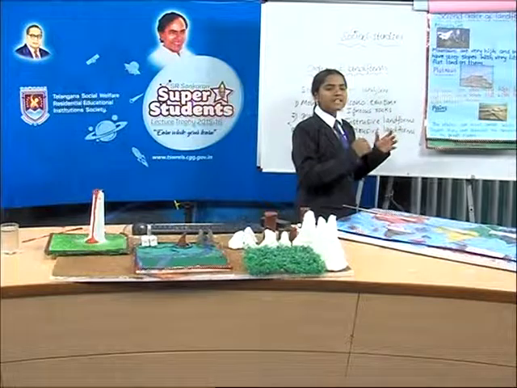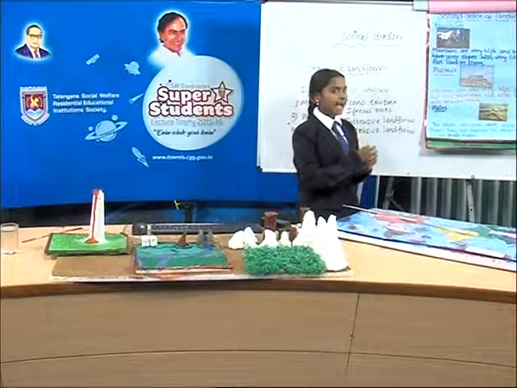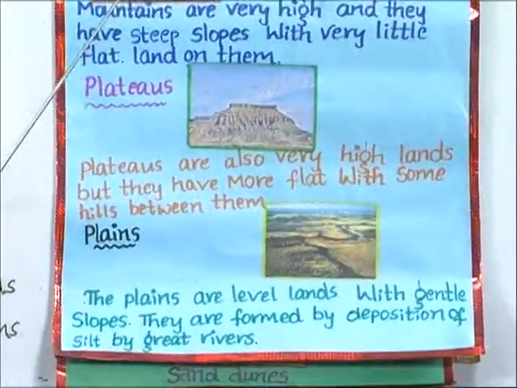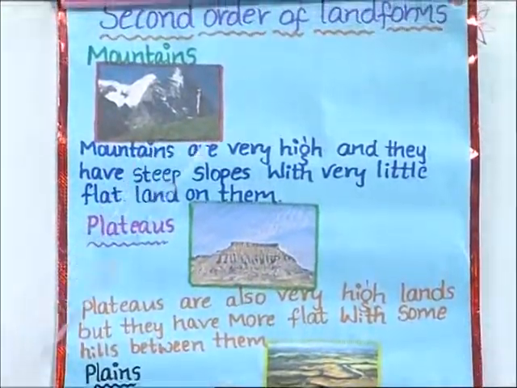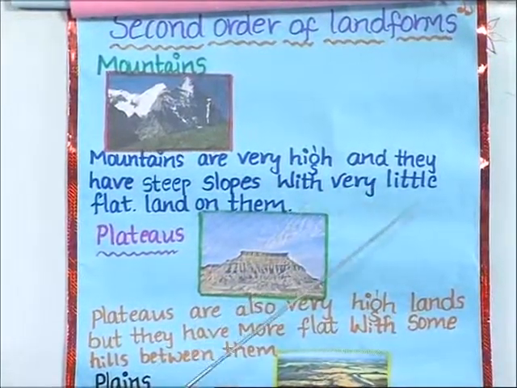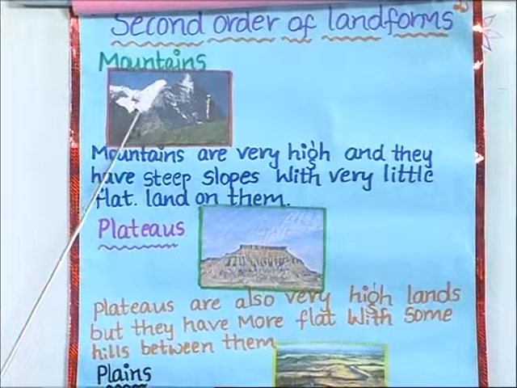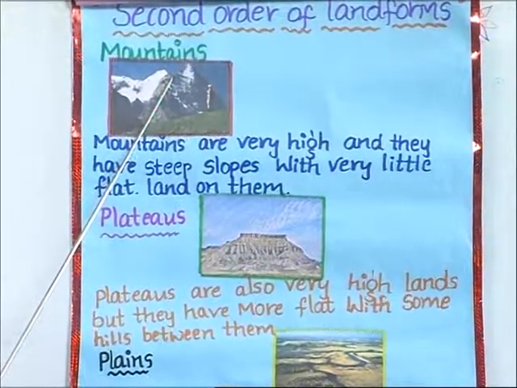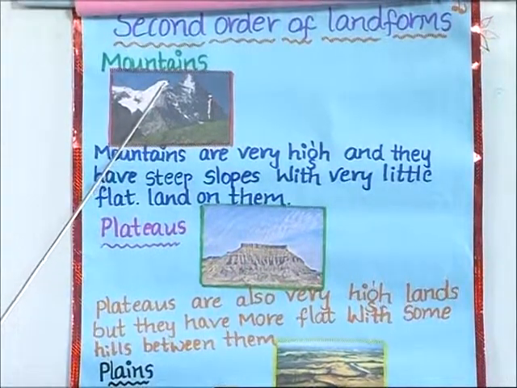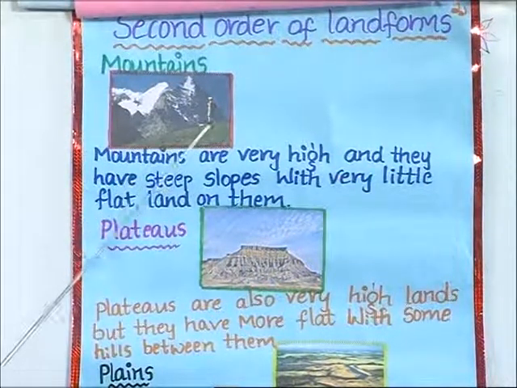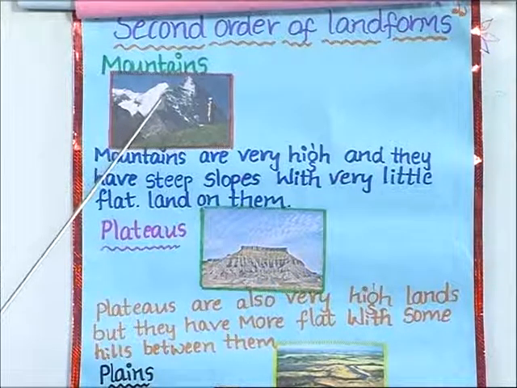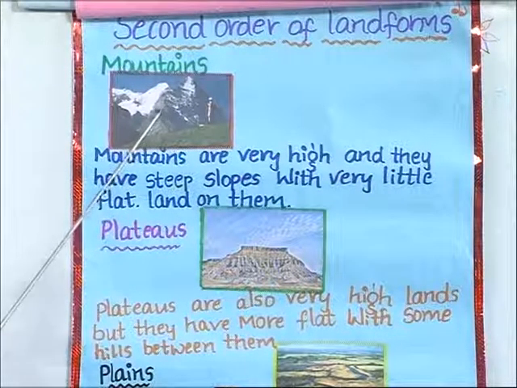But what are the differences between the mountains and the plateaus? See here, these are the mountains. The mountains are very high and they have steep slopes with very little flat land on them. See here, the mountain is very high and has steep slopes. These are the steep slopes, and at the edge of the mountain it has very little flat land. So it is the mountain.